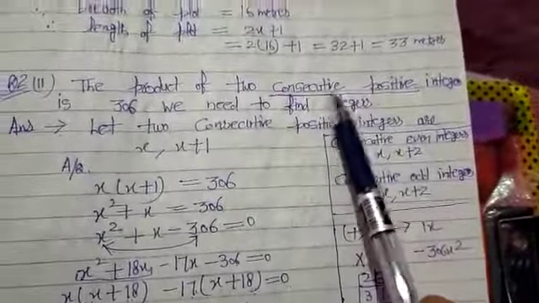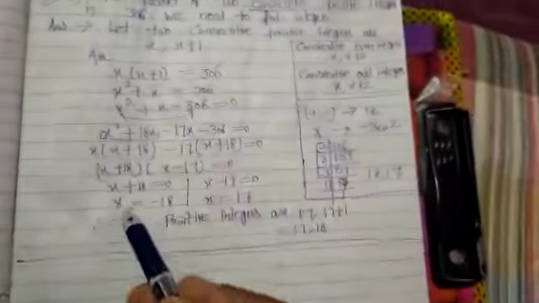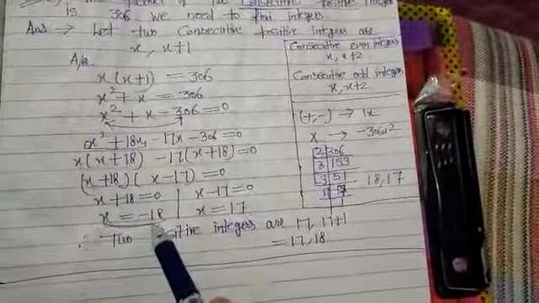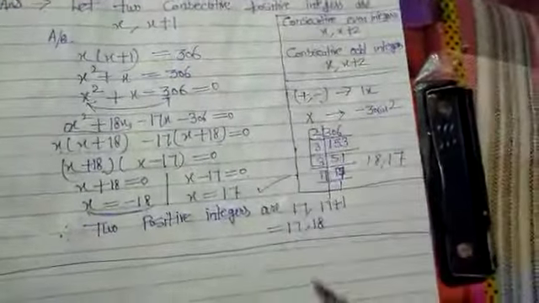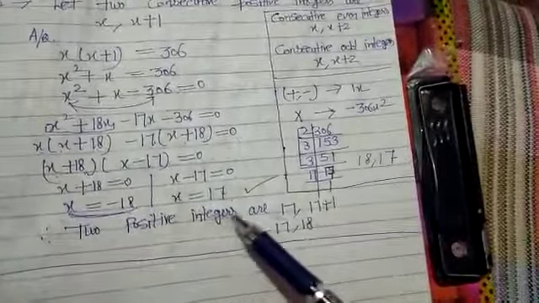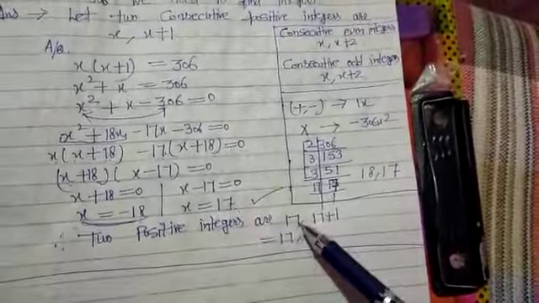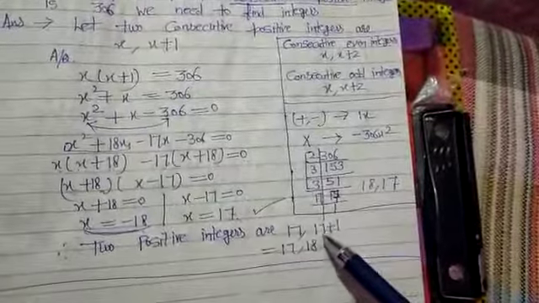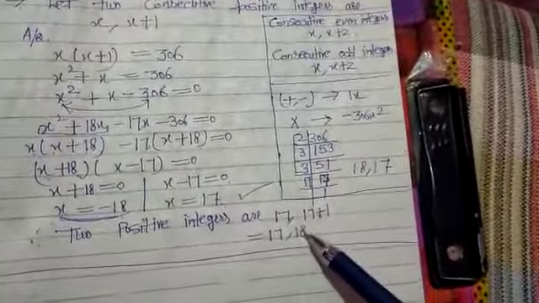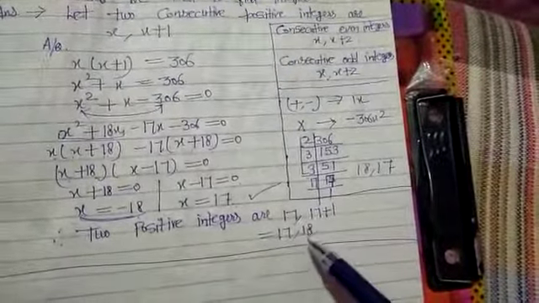But in the question he is asking for consecutive positive integers. So we can't take x equal to minus 18. The only accepted value is x equal to 17. Therefore, the two positive integers are: first value is 17 and second is x plus 1. So x is 17, 17 plus 1 is 18.